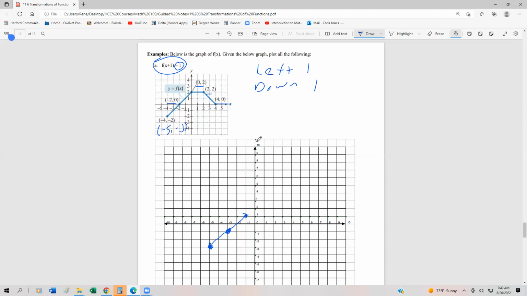Now we have the point 2, 2, so we move that left 1 and down 1. So left 1 is going to be 1, and down 1 is going to be another 1, so we get 1, 1, and that's the constant part of this function. And then finally we have the point 4, 0. So we're going to have 3, -1, which is right about here. And this is what our transformed function should look like.